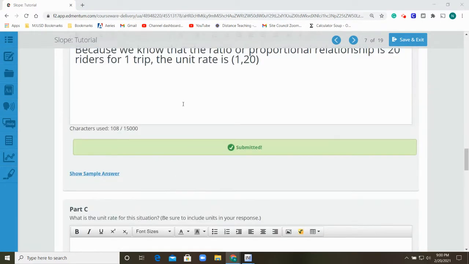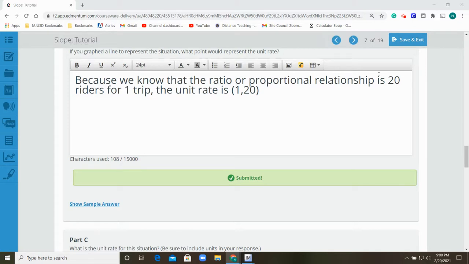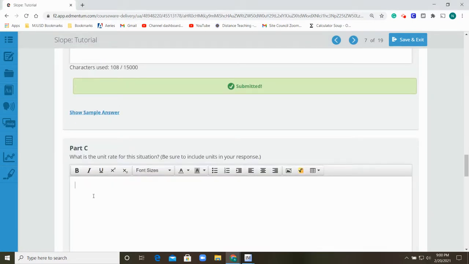This is essentially the exact same thing as this. We know that for one trip equals 20 riders. So, 1, 20.